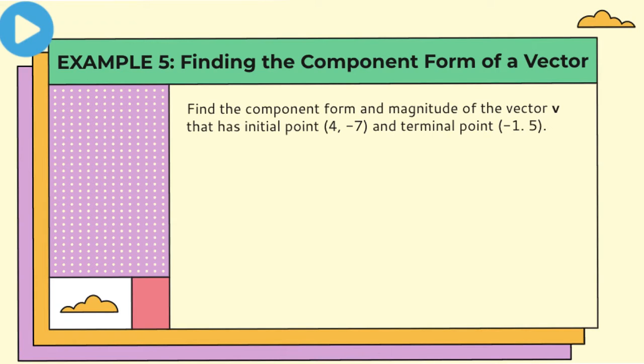Example 5, finding the component form of a vector. I know we did this earlier, we found the component form of a vector, but these are taking it with this new notation that we've just talked about a second ago.